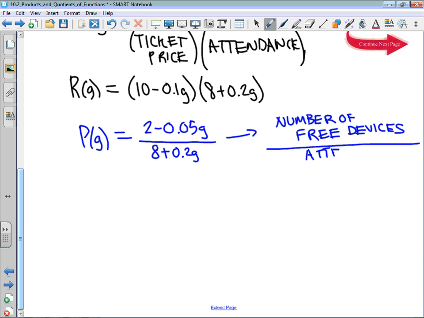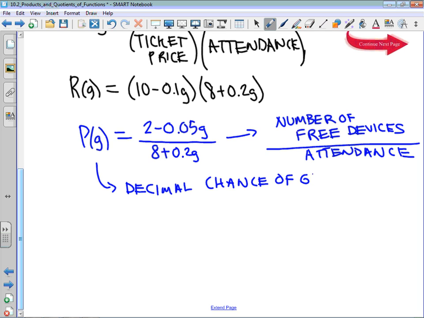Now, we don't do a lot of this in Dash 1 Math, but ultimately what that is, is the favorable outcomes over the total outcomes, right? We want to get a free noisemaker, but if there's only 4 available for 10 people, then I realistically have a 40% shot at it. So what this P of G is, is the decimal chance of getting a noisemaker.